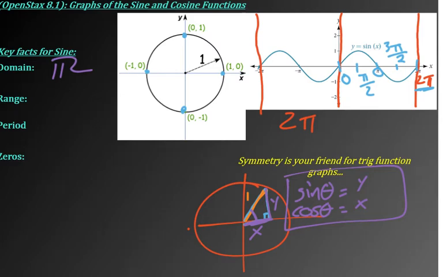The range, though, is dictated by the y values in the unit circle, and the lowest y value is -1 down here, and the biggest y value is 1 right here. So -1 to 1 is my range. There's no other possibility there. I can't get more or less than those numbers, right?